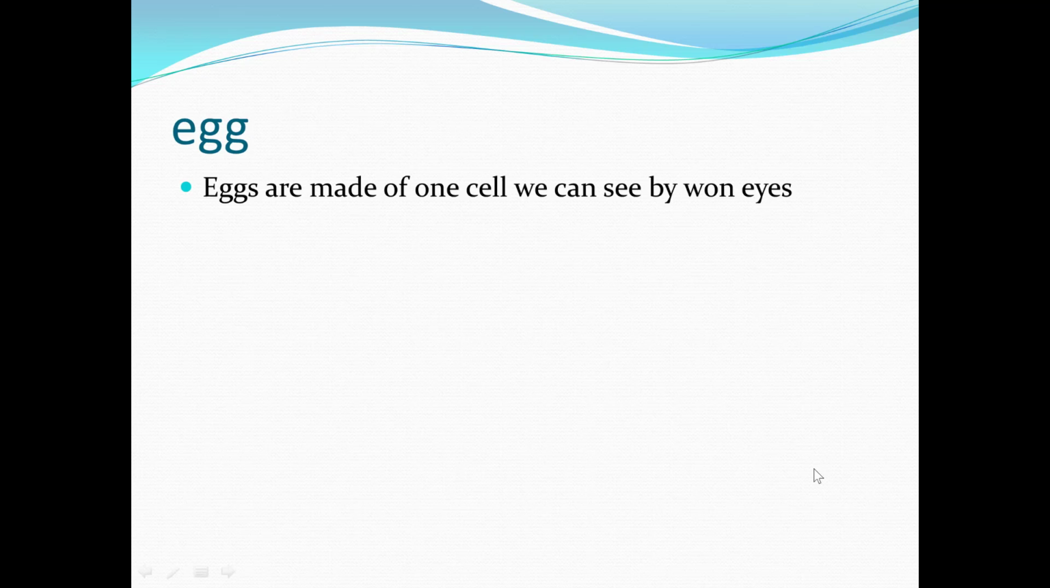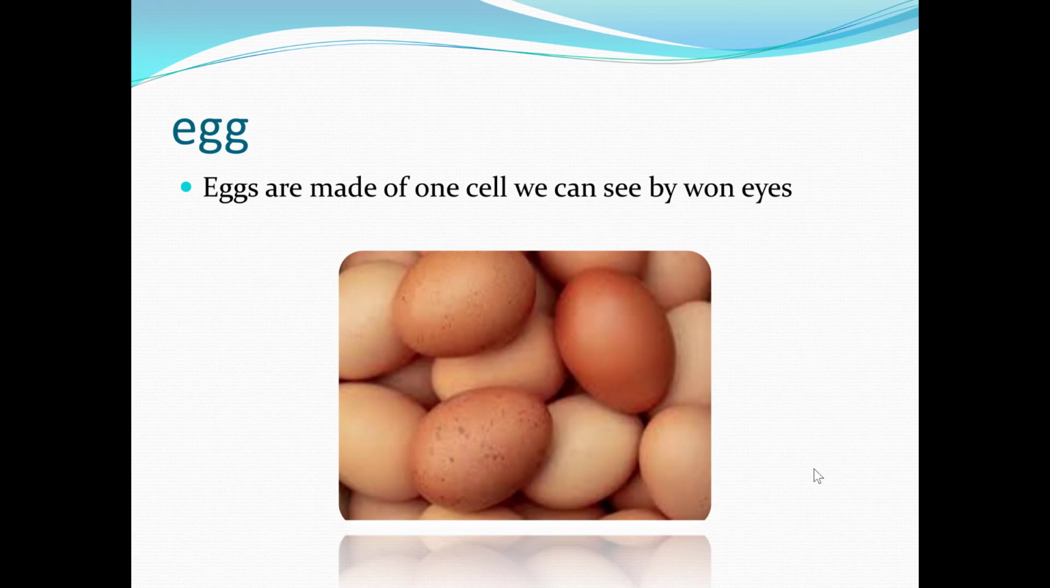But note that we have one cell that we can see with our own eyes: just eggs. Eggs are made of one cell. We can see it with our own eyes. Bacteria is one cell also, but we can't see it with our own eyes. And the ostrich has the biggest egg in the world, and we can say an ostrich egg is one cell, but it's so large.